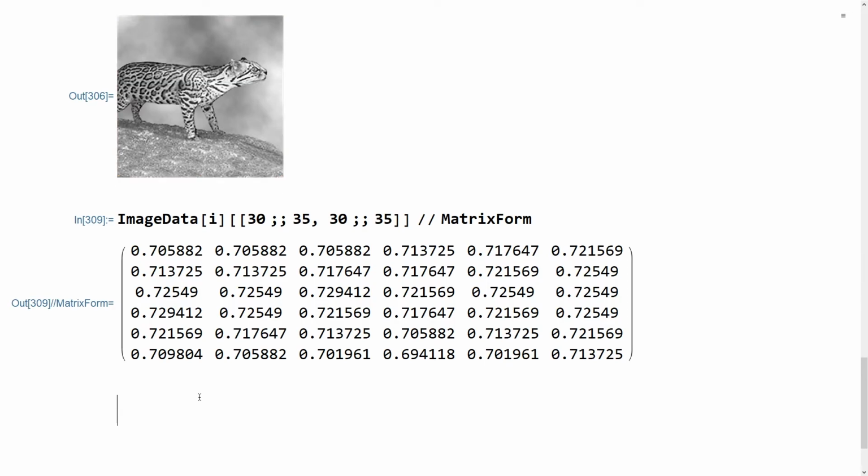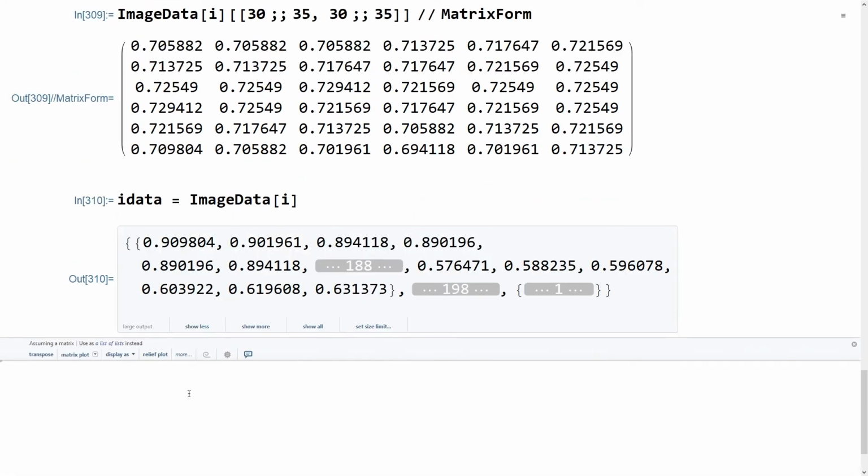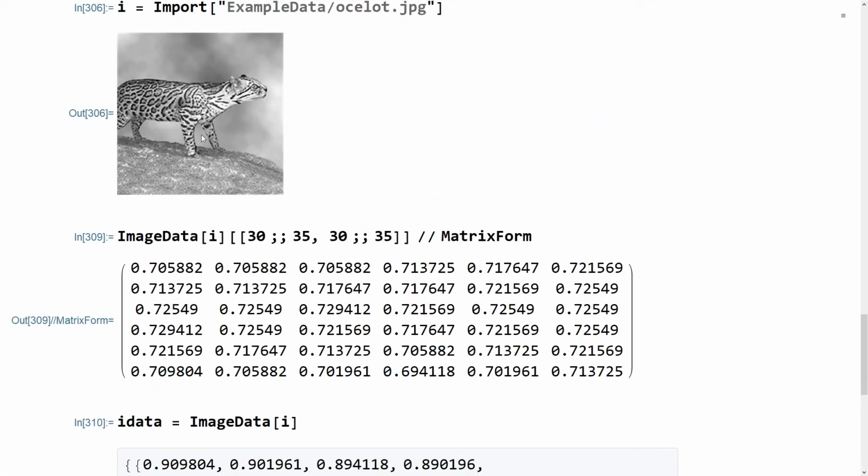So we could actually, maybe we'll take I data, and we'll set it equal to the image data from I. And then we could look at how big that data is by looking at dimensions of I data. And we find we have a 200 by 200 matrix. So this picture is a 200 by 200 matrix of information that the computer is interpreting as an image.